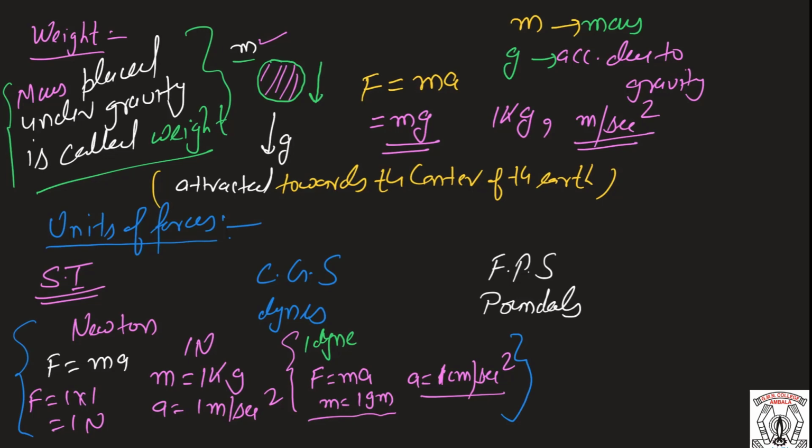So how will you define poundal? When is force 1 poundal? If 1 pound mass is able to produce an acceleration of 1 feet per second square in a body of 1 pound, then we say that force is 1 poundal force.